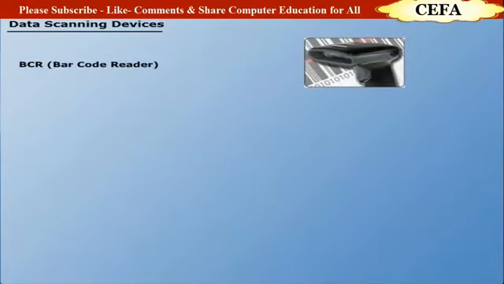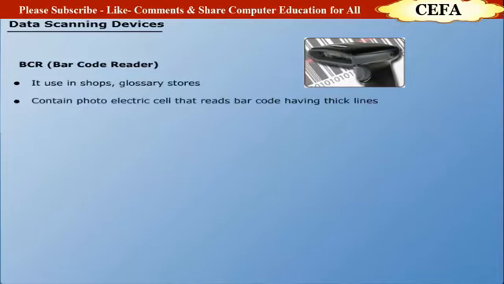BCR, barcode reader. It is normally used in shops, grocery stores, etc. This device contains photoelectric cells that read barcodes consisting of lines having different thickness. Barcode reader helps shopkeepers to analyze the price of an item immediately.